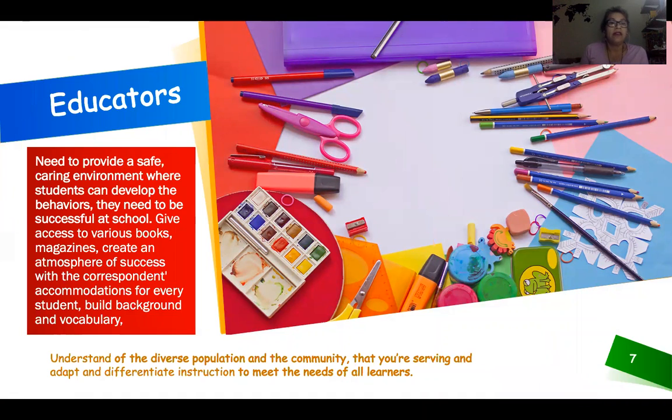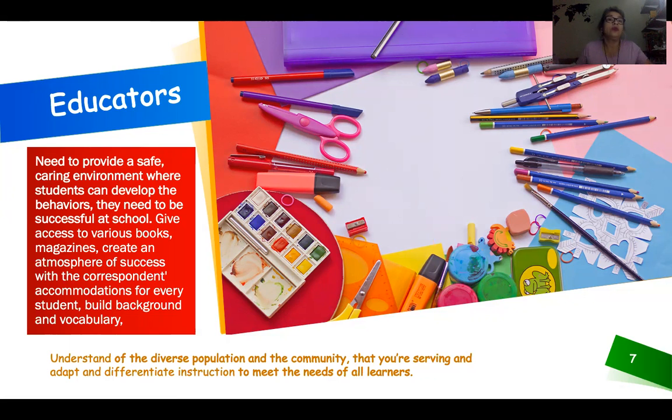Educators need to provide a safe, caring environment where students can develop their behavior. They need to be successful at school. Give access to various books, magazines, creating an atmosphere of success with the corresponding accommodation for every student. Building background and vocabulary will help them a lot. Expose their work and what you teach, that way they can go and refer to it when they need to work independently or in a group.